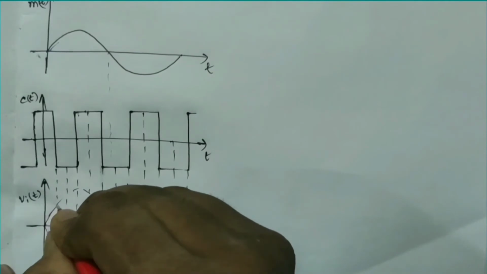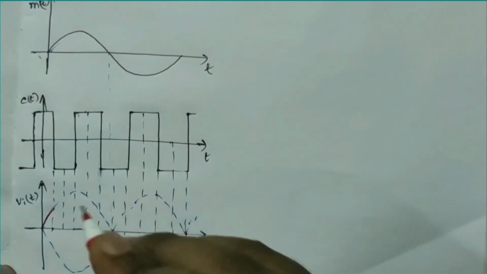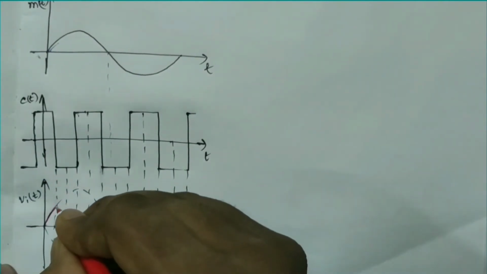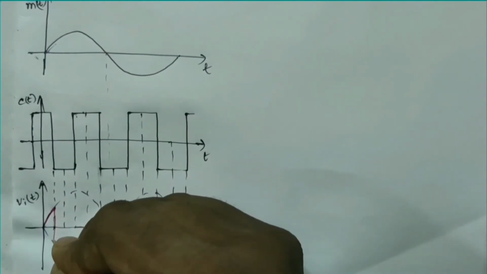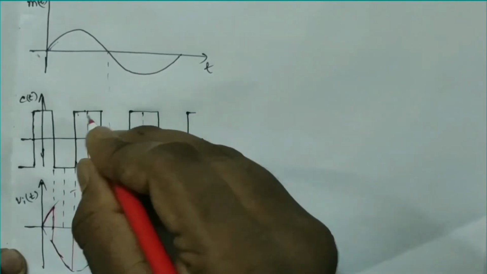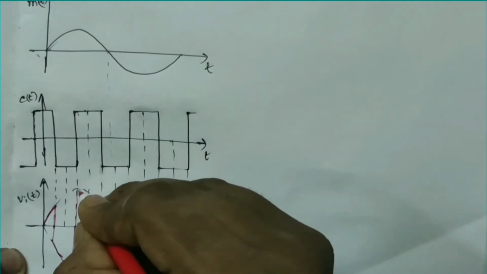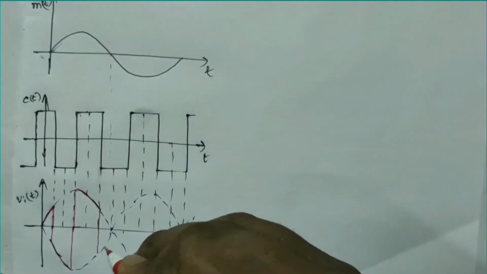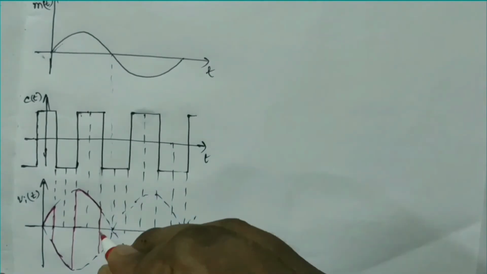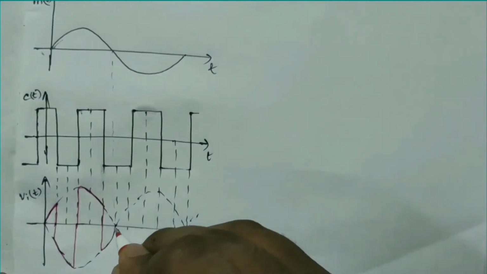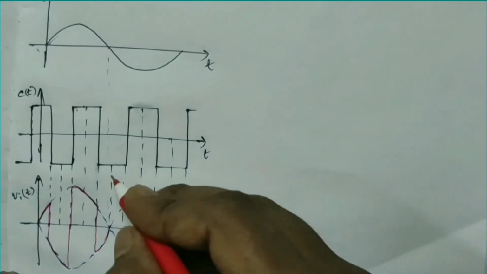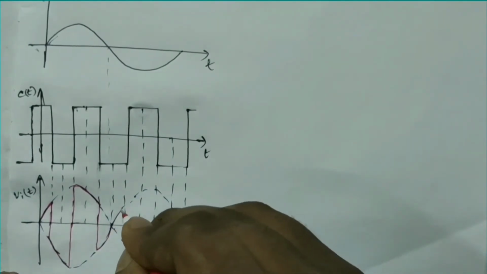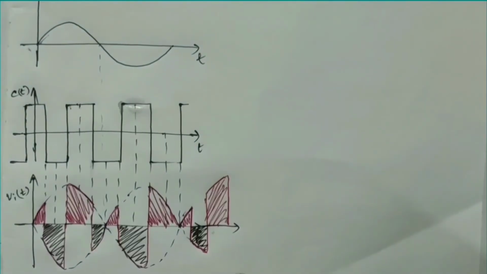Now here CT is positive and MT is positive, so VIT will be MT. Then MT is positive but CT is negative, so VIT will be minus of MT. Here again CT is positive, so it will be positive again. Then it's negative. Next at this point MT is positive and CT is negative, so it will be negative. Then MT is negative and CT is also negative, so it will be positive. And ultimately we will get this.